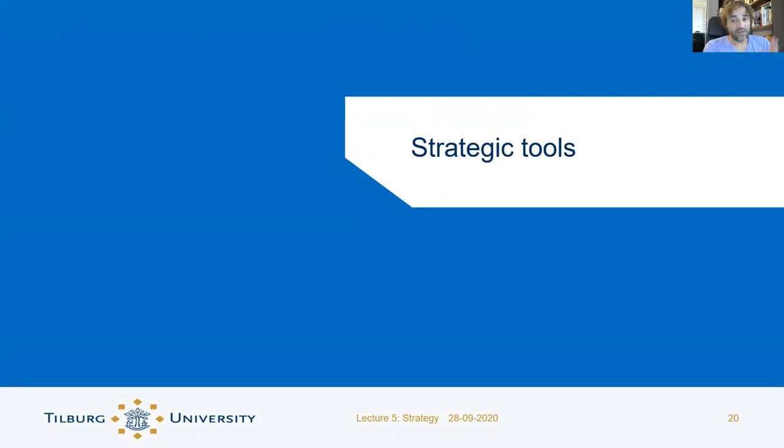Okay, then in the next part of the lecture, we're going through some, or basically many, of the strategic tools you can use as an organization to do multiple things. You can use strategic tools to think about your strategies for the coming years, to think about your strategic objectives. You can use strategic tools to determine if you want to, as an organization, enter a new market, for example, which is also part of your strategy.